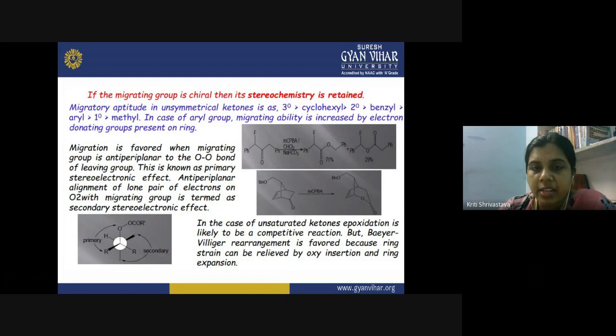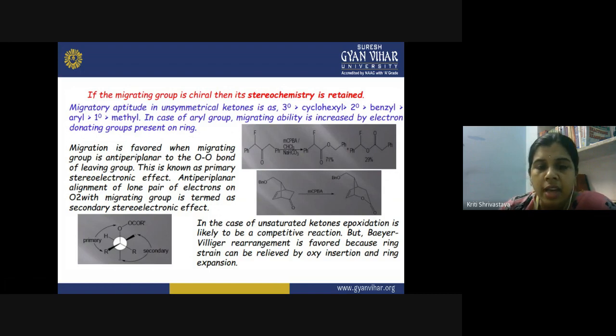In the case of the aryl group, the migrating ability is increased by electron donating groups present on the ring, and migration is favored when the migrating group is anti-periplanar to the oxygen-oxygen bond of the leaving group. This is known as the primary stereoelectronic effect. Anti-periplanar alignment of the lone pair of electrons on the oxygen with the migrating group is termed the secondary stereoelectronic effect.